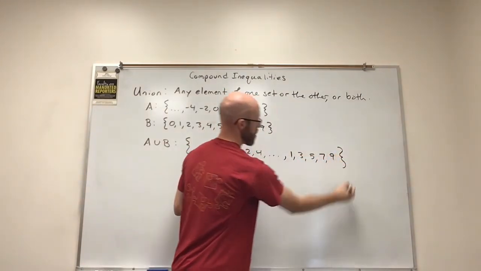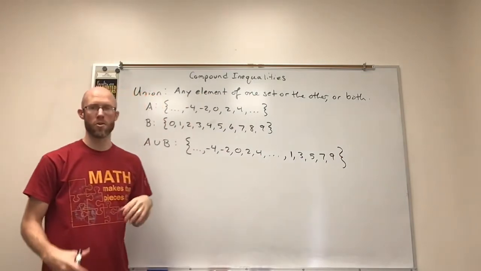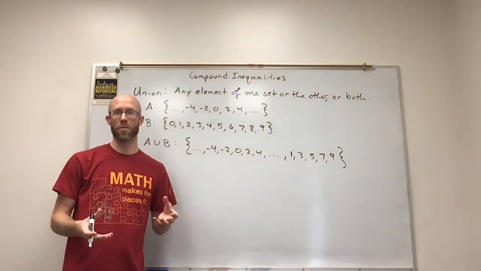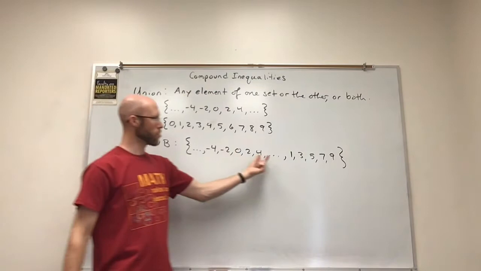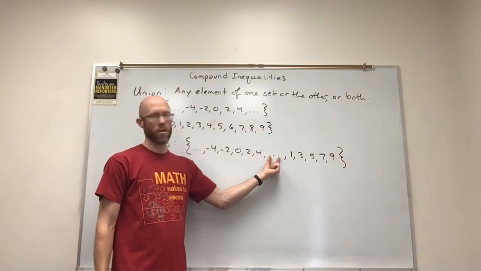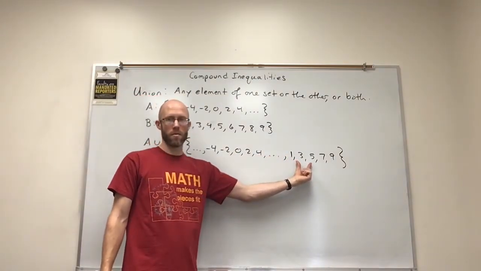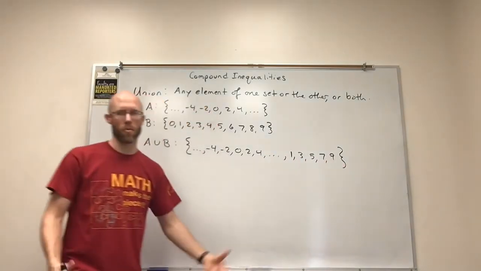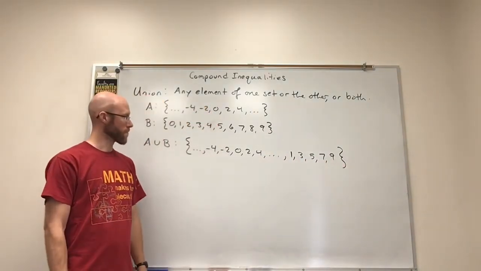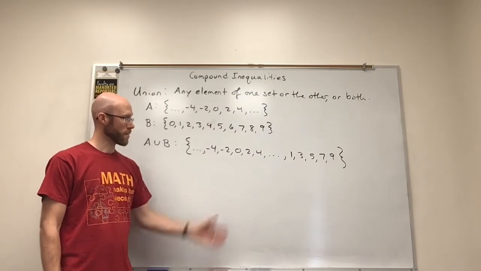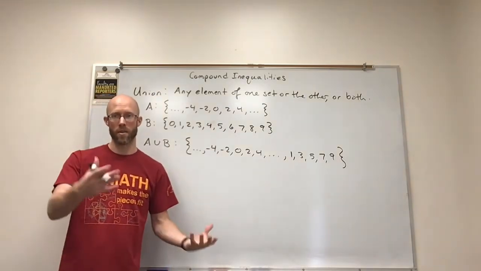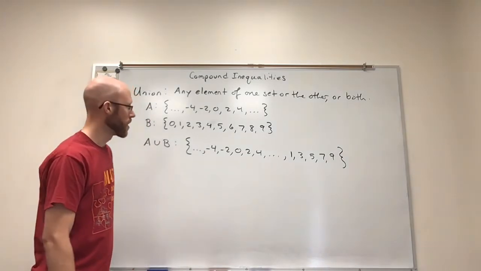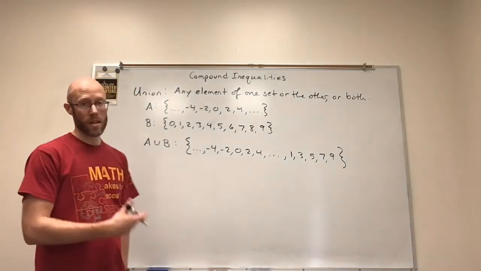Now this maybe isn't the most formal or mathematically accurate way to represent it, because usually when we put the dot dot dot in there, we don't start again with another pattern or another set of numbers. But I'm going to in this case because it's the quickest way to represent that, and you guys are going to know what I'm talking about. Okay, so that's the union in this case.